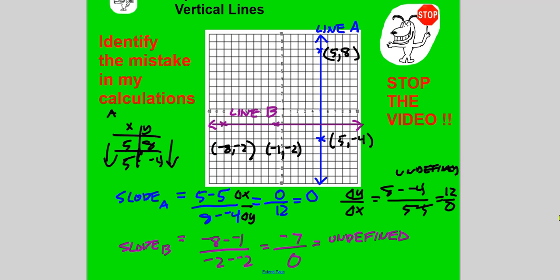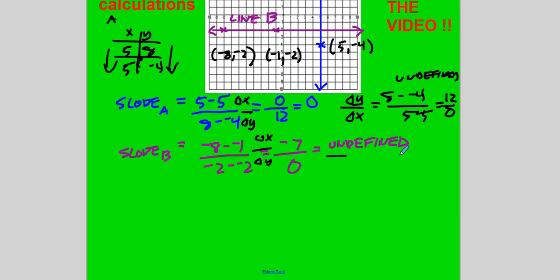So let's take a look at line B. So I have -8, -2, -1, -2. Again, I took the change in x over change in y. That is wrong. It's change in y over change in x. So I have a horizontal line. I said it's undefined. That's wrong.